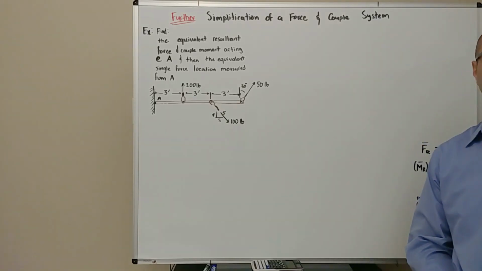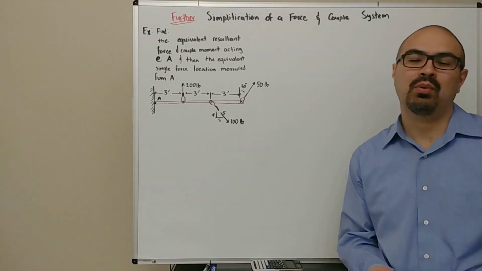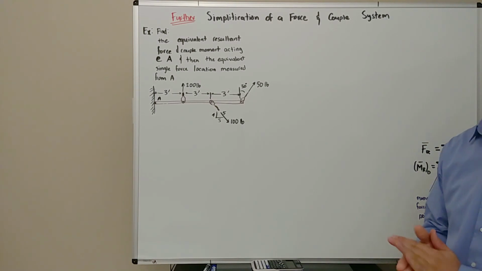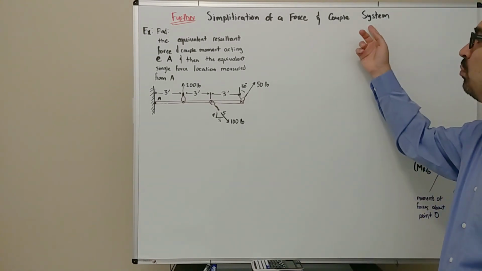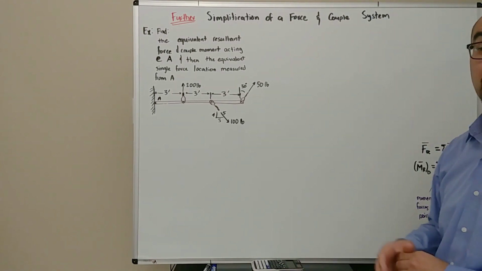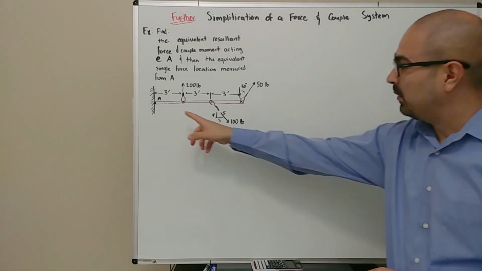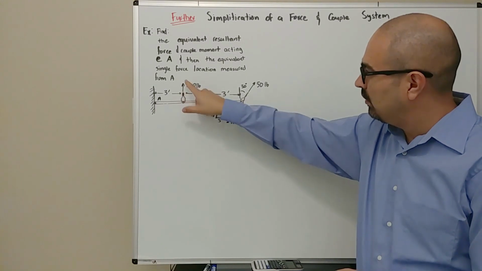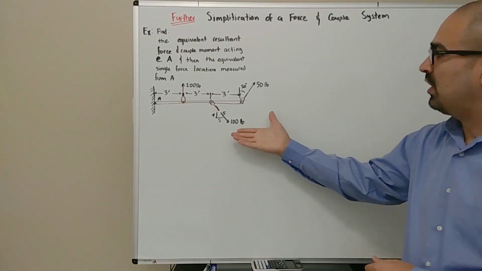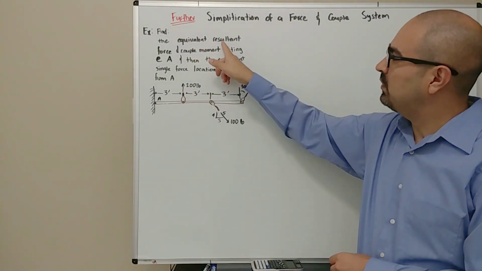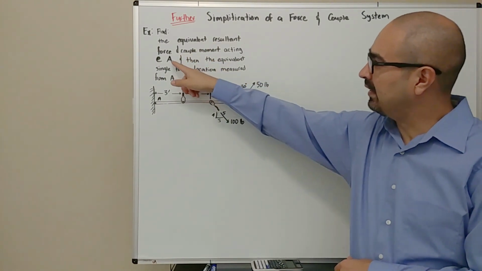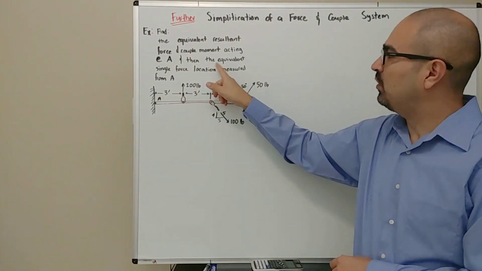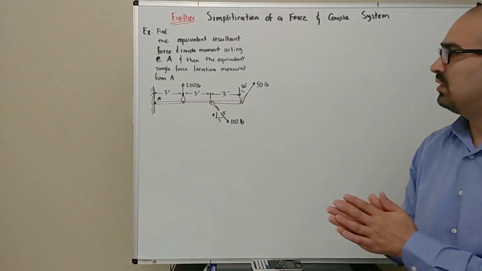Howdy. In this video, we're going to go through a quick example on the simplification and further simplification of a force and couple system. Let's take a look at what we have over here. We have a cantilever beam to which there are some cables being attached, and they're applying some loads. Our job is going to be to find the equivalent resultant force and couple moment acting at A, and then the equivalent single force and location measured from A.